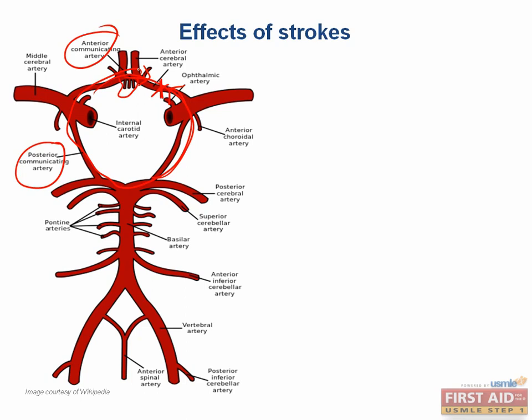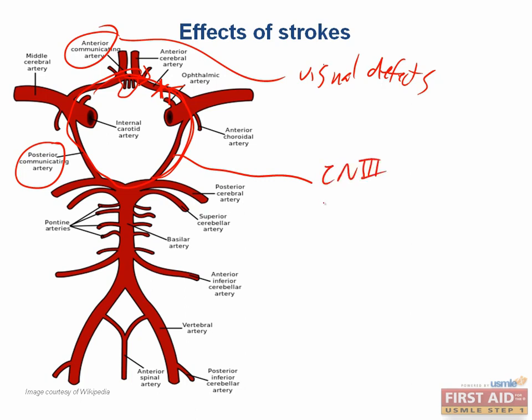In the anterior communicating artery, you will get visual defects. Whereas in the posterior communicating artery, you will get a third nerve palsy. Now, what is the common symptom of a third nerve palsy? Well, in this situation, you'll have an eye that goes down and out.